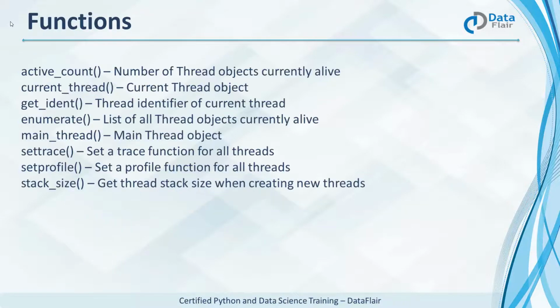The threading module has many functions. Active count returns the number of thread objects that are alive or active right now. Current thread gives us the current thread object. GetIdent gets us the identity of the current thread, and enumerate lists out all alive threads.